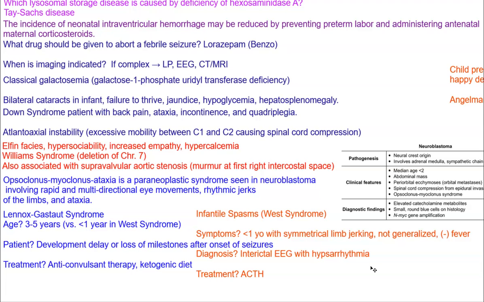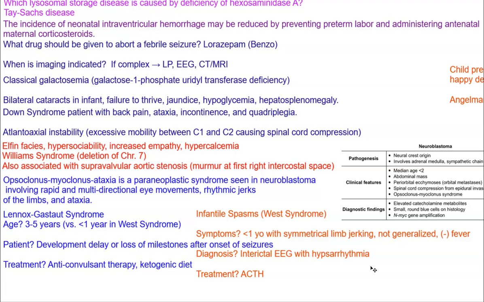Williams syndrome, think of it as a deletion on chromosome 7. They're going to have elfin facies, hypersociability, increased empathy, and hypercalcemia. It's also associated with supravalvular aortic stenosis, so a murmur heard at the first right intercostal space. Opsoclonus myoclonus ataxia is a paraneoplastic syndrome associated with neuroblastoma, involving rapid and multidirectional eye movement, rhythmic jerks of the limbs, and ataxia.